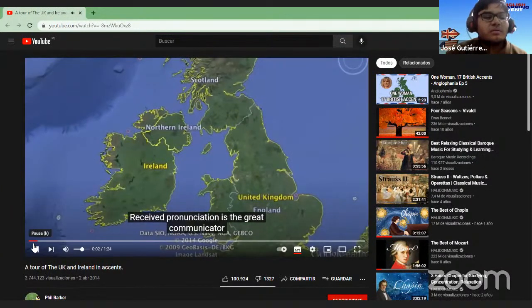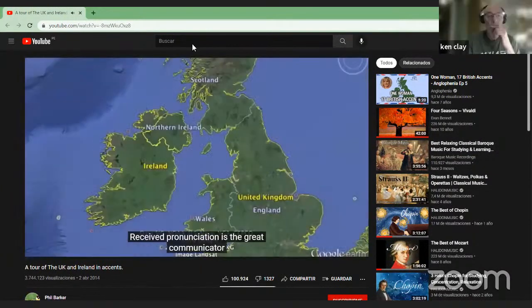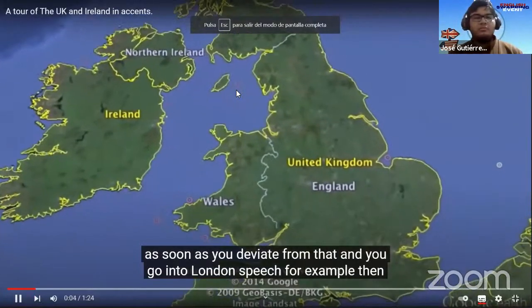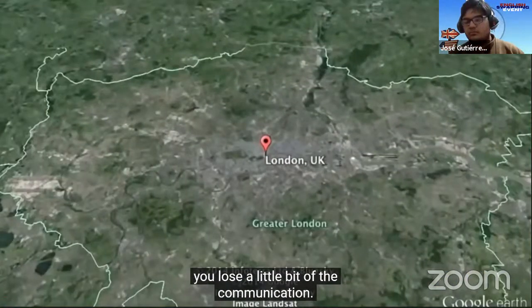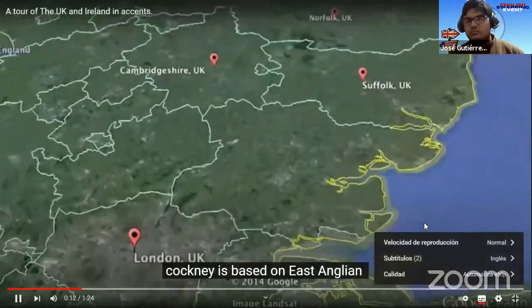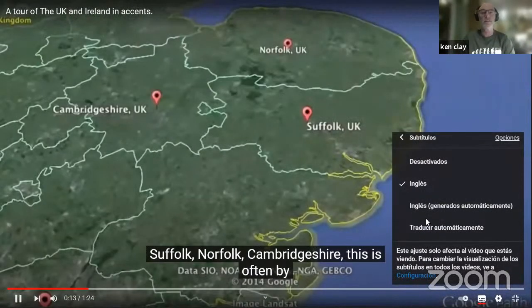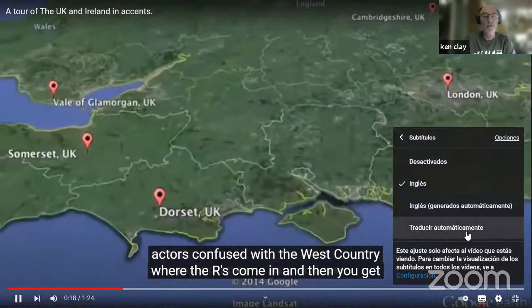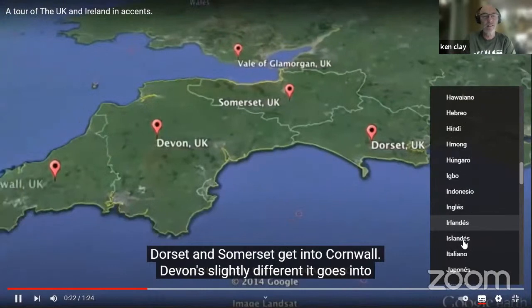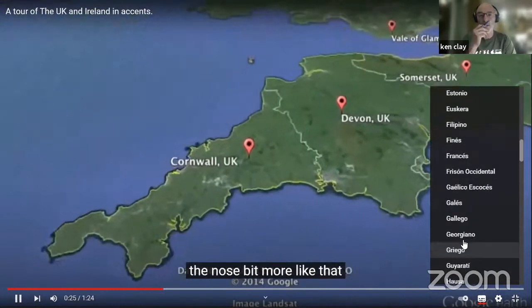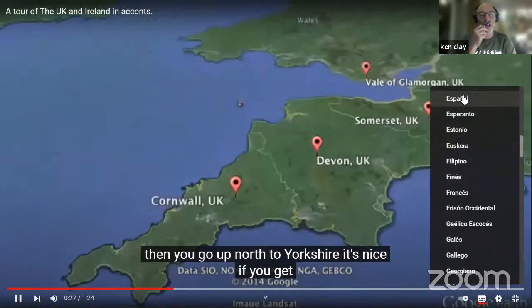Pronunciation is the great communicator. Received pronunciation is the great communicator. As soon as you deviate from that and you go into London speech, for example, then you lose a little bit of the communication. Cockney is based on East Anglian, Suffolk, Norfolk, Cambridgeshire. This is often by actors confused with the West Country, where the R's come in and then you get Dorset and Somerset, get into Cornwall. Devon's slightly different. It goes into the nose a bit more like that.